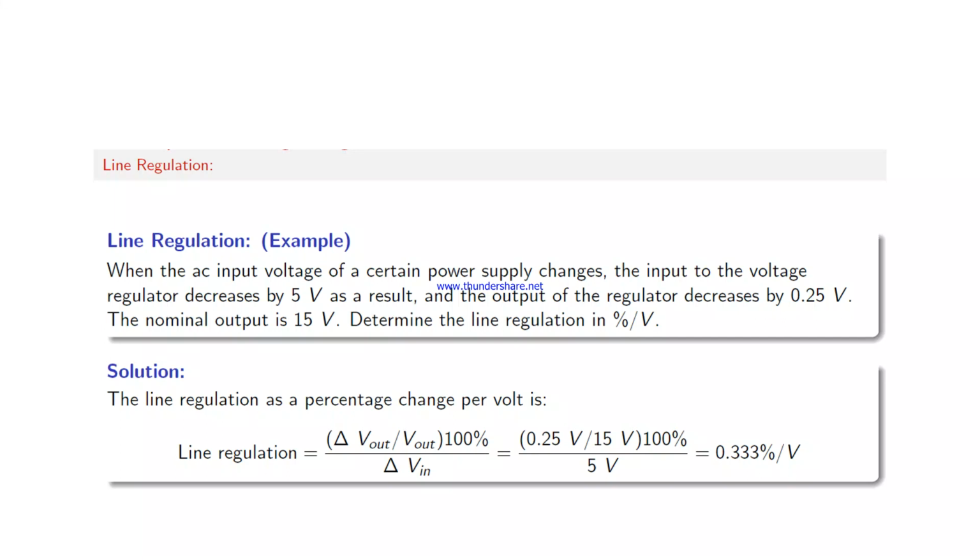In the solution, to find the line regulation, we have to apply the formula. Line regulation is equal to delta V out divided by V out, into 100 percent, divided by delta V in. So the change in output voltage is 0.25 volt, and the actual output voltage is 15 volt. The change in input voltage is 5 volt. So the result is 0.333 percent per volt. So this is what line regulation is.